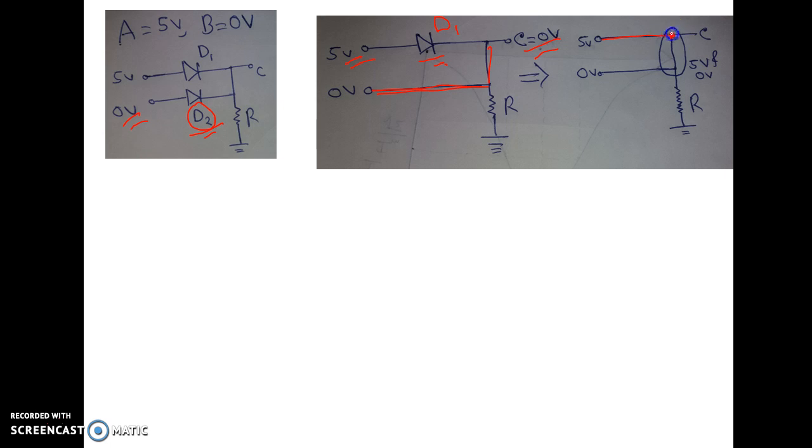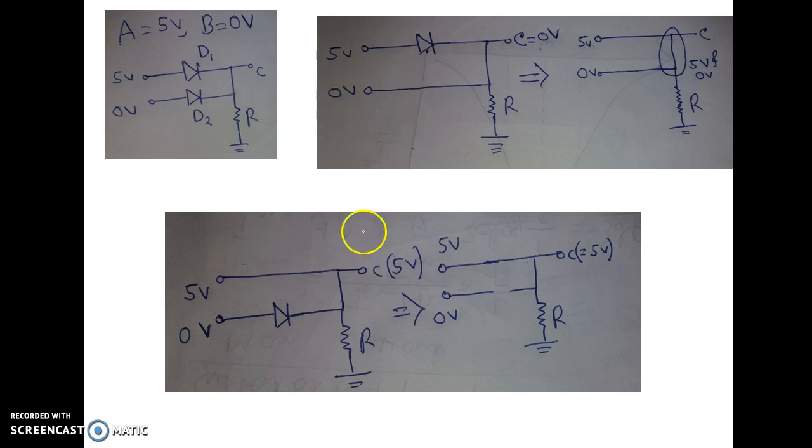Here C is short circuited with 5 volt and also with 0 volt. So which potential will C get, 5 volt or 0 volt? Basically this is not following the electronics logic. One point is getting 5 volt and 0 volt also, but this is not possible. So this case is not possible, so our assumption is wrong. D2 diode cannot be turned on.